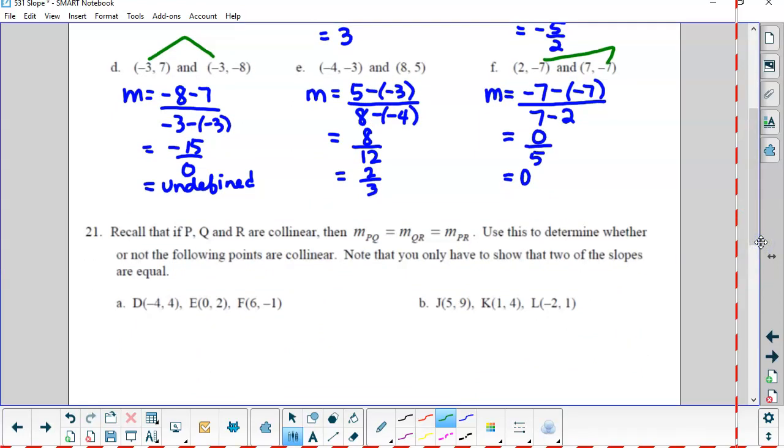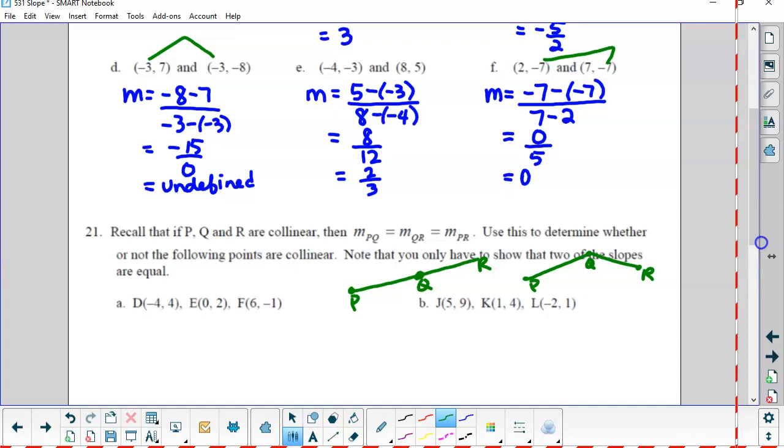Next one is thinking back to those collinear points that we were talking about. So if P, Q, and R are collinear, then the slopes between P and Q, Q and R, and P and R are the same. Use this to determine whether or not the following are collinear. Note that you only have to show that 2 of the slopes are equal. So if we have P, Q, and R, so that slope would be the same as this slope, which would be the same as the whole slope. Okay? If they were different, okay, then maybe it would look like this, right? P, Q, and R. Your slopes would be different.